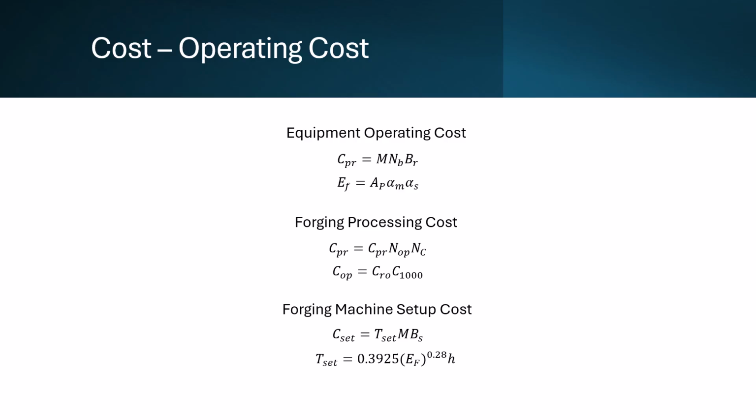Next, we look at the forging processing cost. Again, the first part involves looking at the cost rate, now per operation, and multiplying it by the number of operations needed and the number of identical forgings per cycle. This second equation here is a handy estimation to give cost per operation. You compare the relative cost compared to a 1,000 pound hammer and multiply it by the cost of operating the 1,000 pound hammer.